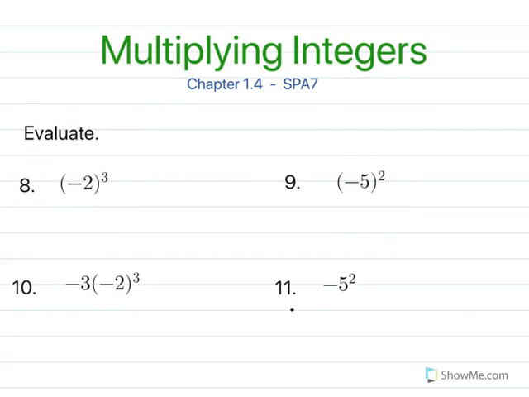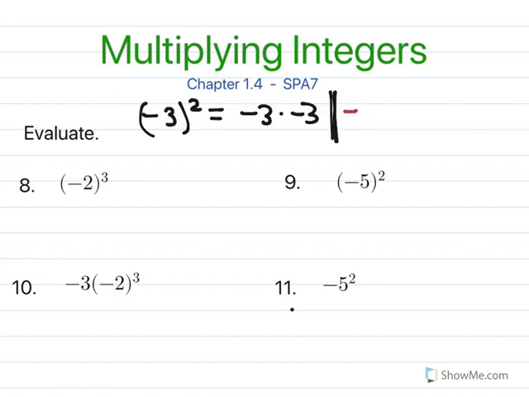Now let's go ahead and try some that have an exponent. Here is a rule I want you guys to understand. If I have negative 3 in parentheses to the second power, this equals negative 3 times negative 3.